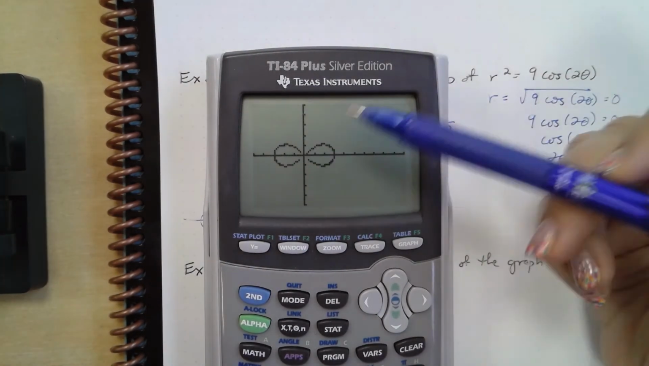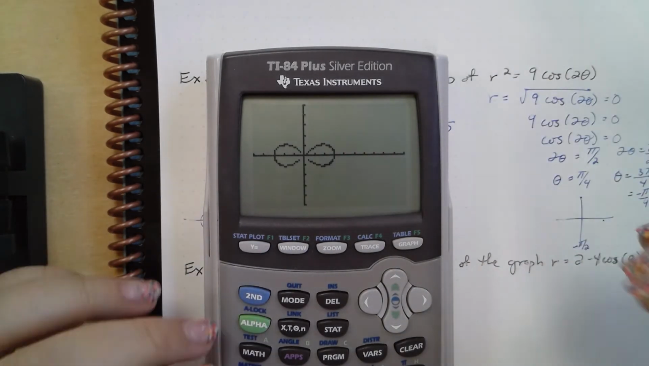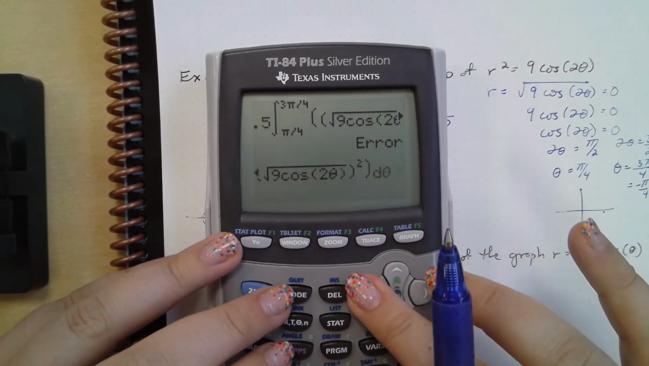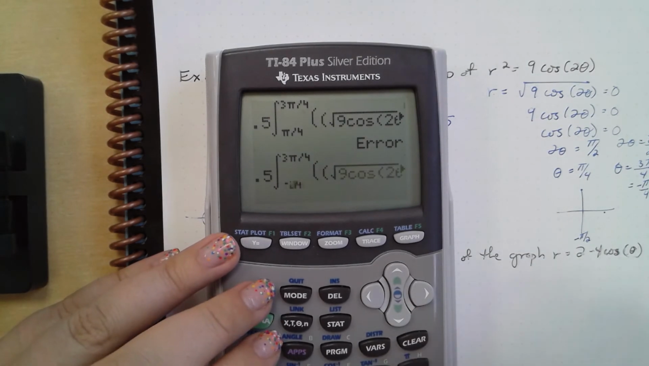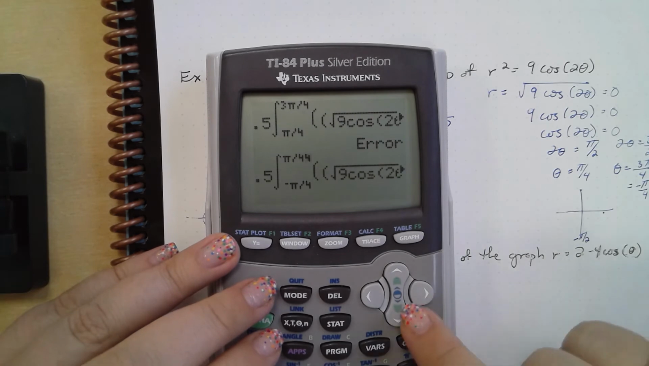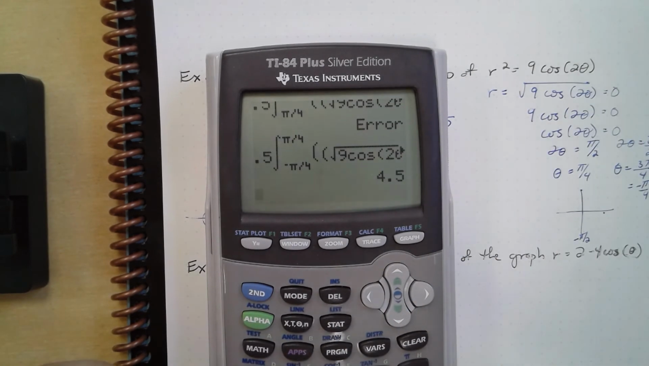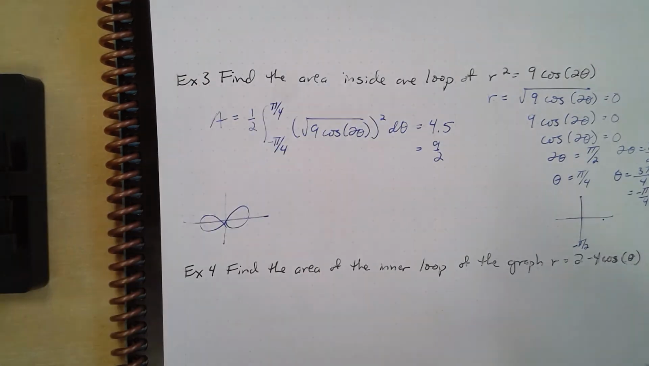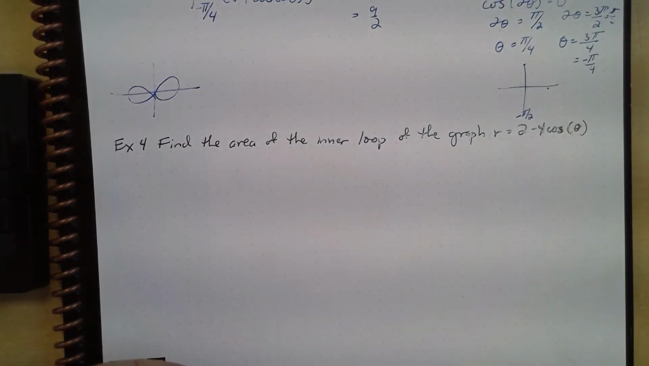So that's why you can't go from one to the other, and you have to go from negative to positive. So again, if I enter this again, and I instead go from negative pi over 4 to pi over 4, I get that 4.5, and that's going to give me a clearer answer of what the area of that loop really is, okay? And that's kind of the tricky part of graphing polar coordinates. But, all right, let's do another example.